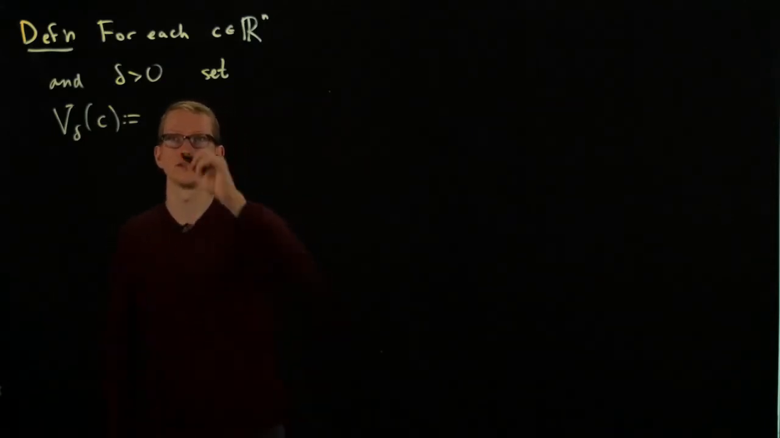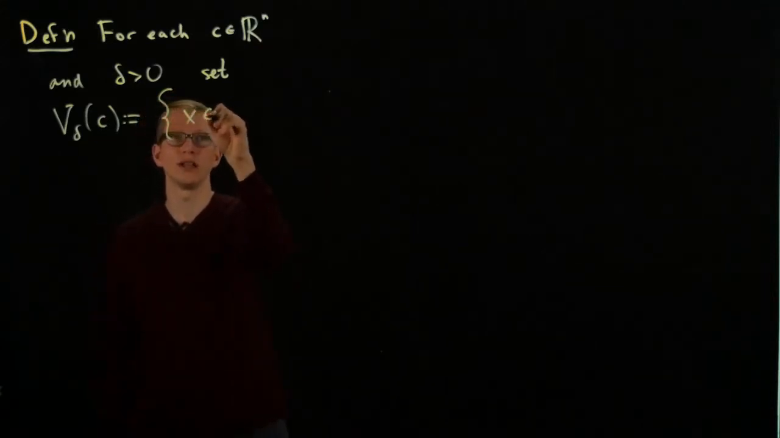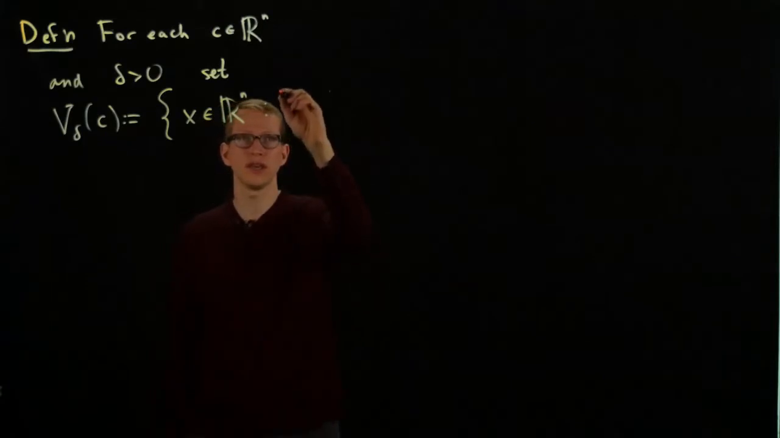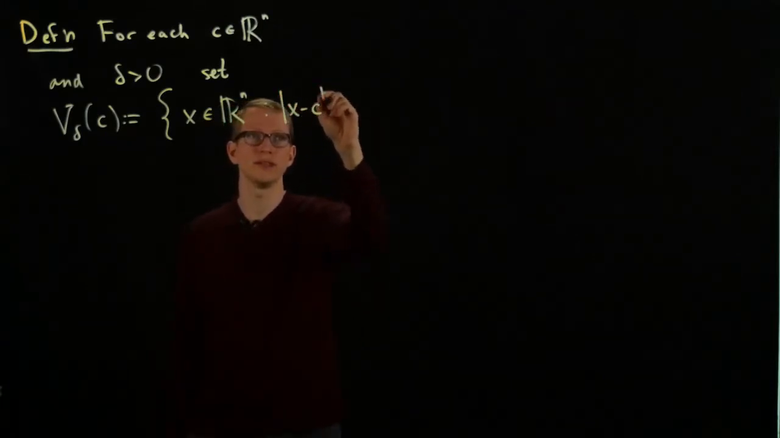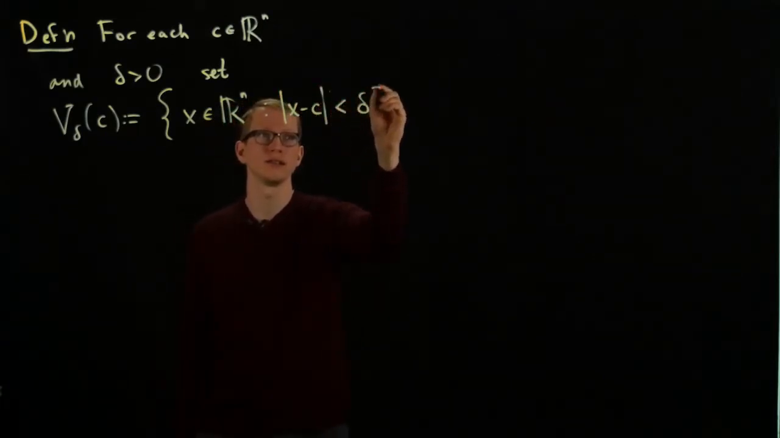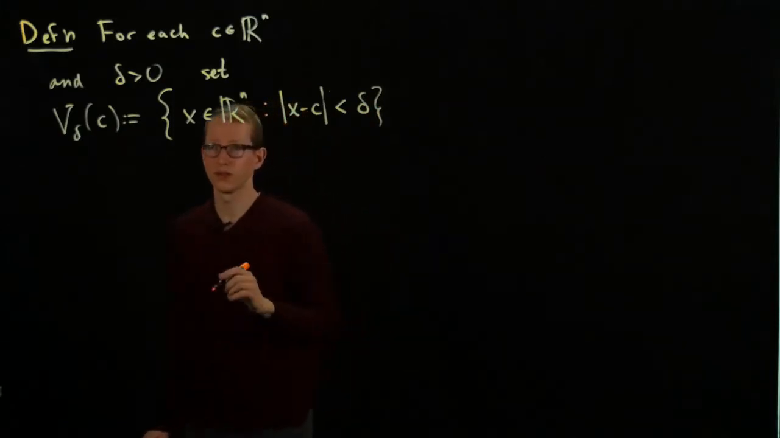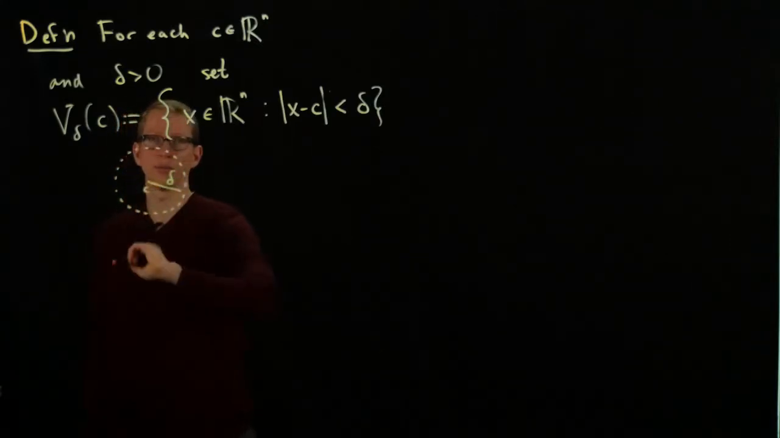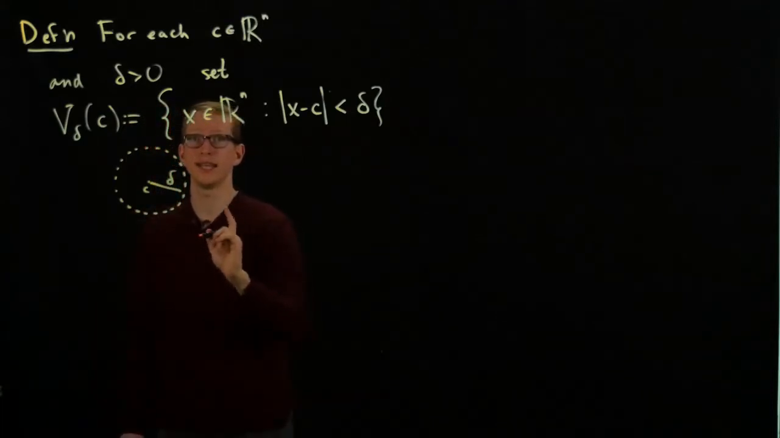of radius delta. So this will be the set of all elements x in Rn, the set of all n-tuples of numbers, such that the distance from x to c is less than delta. This looks exactly like what you might think. It's the disk of radius delta around the point c that does not contain its boundary.